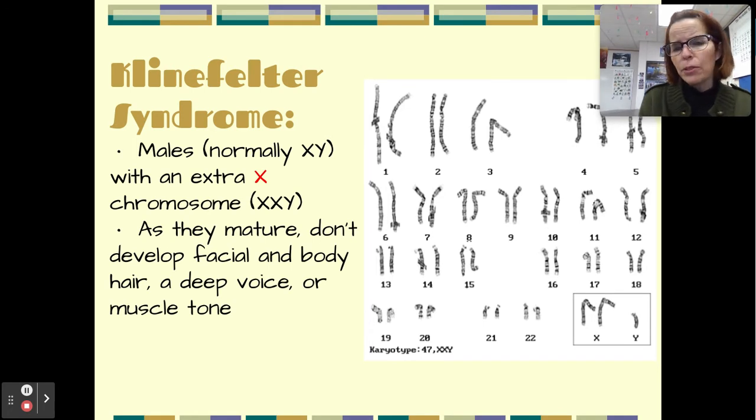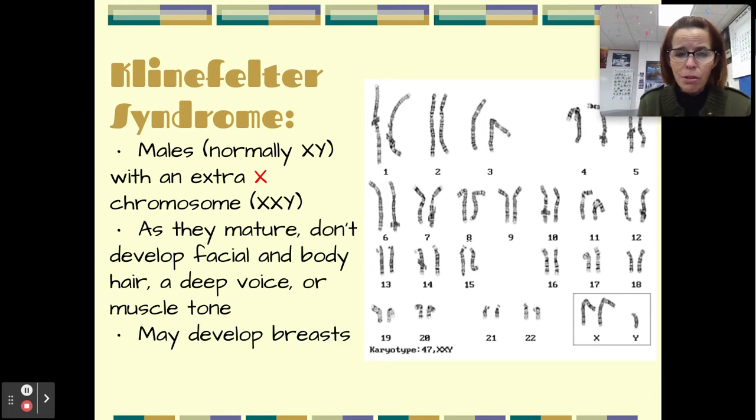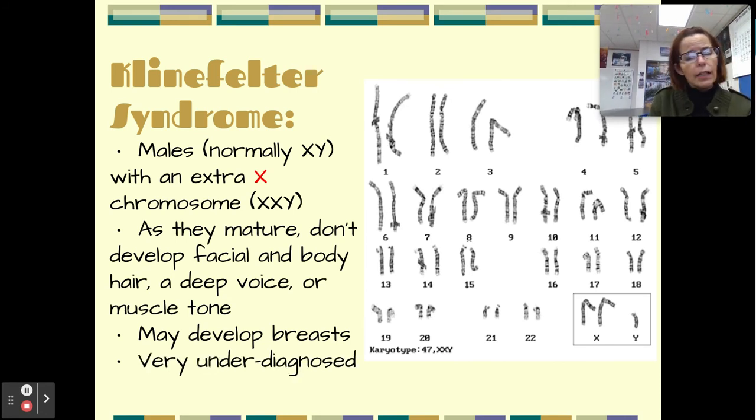What that does is produce too much in their bodies. It produces too much of the female hormone called estrogen. So they're perfectly normal in every other way. Their brains function the way they want them to. Every other way, they're the same. But as they mature, so as they hit puberty, they don't develop facial hair or body hair. Their voices don't lower, and they don't have muscle tone. And unfortunately, they may also develop breasts. And that sounds funny at first, but there's nothing funny about it for a boy who hits puberty and suddenly starts developing breasts. So that's called Klinefelter syndrome.